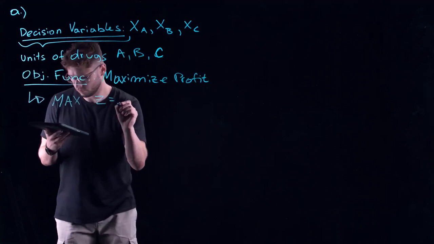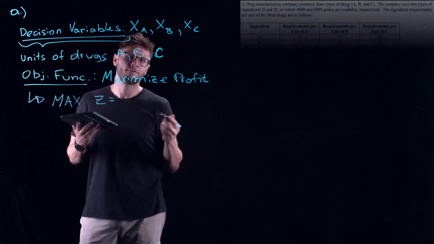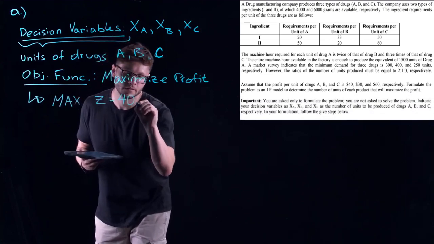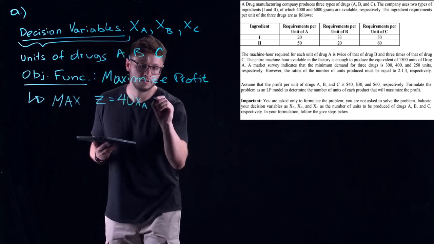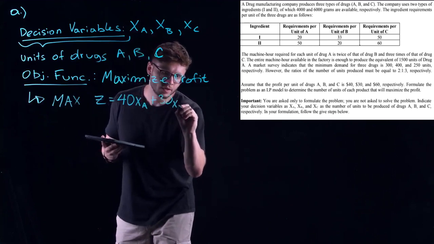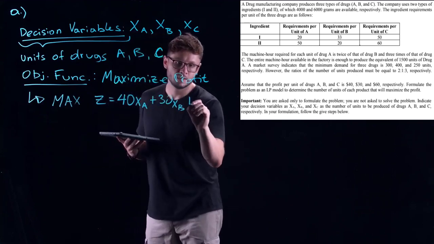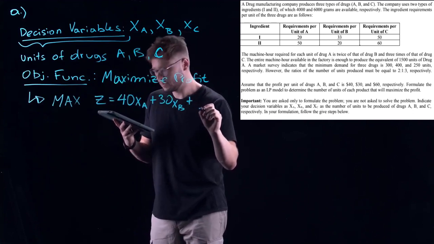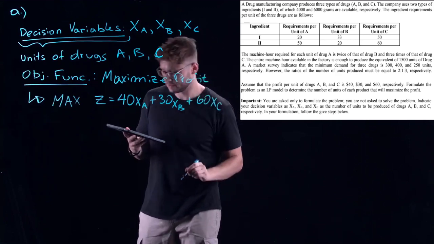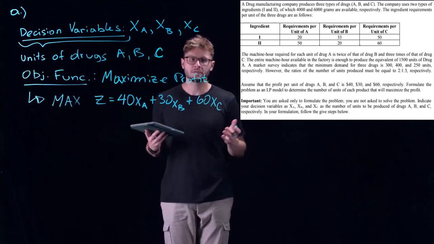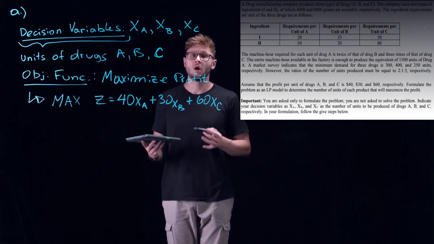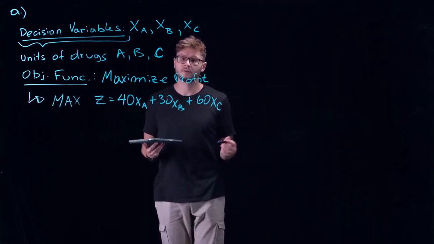Z equals, so we have that you make $40 of profit per unit of drug A. So it's going to be 40 times XA plus, it was $30 of profit per unit of drug B, plus $60 of profit per unit of drug C. It's quite simple. We have to optimize this maximization function in order to know how many units of each of the three drugs we should make in order to maximize our profit.